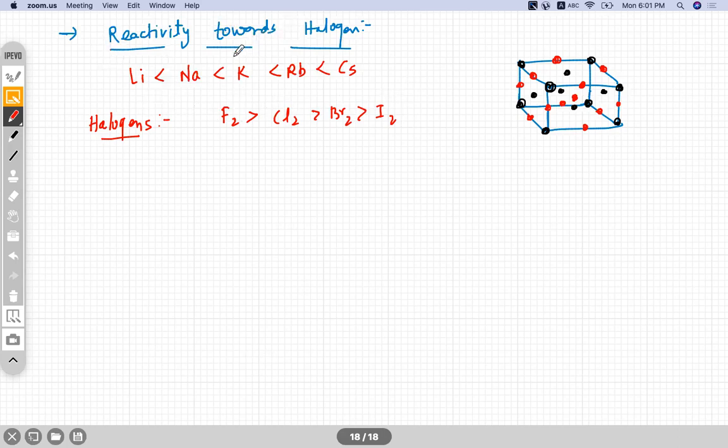I said in the first line under this topic that alkali metals react with halogens vigorously and form halides of MX type. For a metal, the reactivity towards any halogen increases down the group. For halogens towards any metal, the reactivity decreases down the group. It is maximum for fluorine and minimum for iodine.